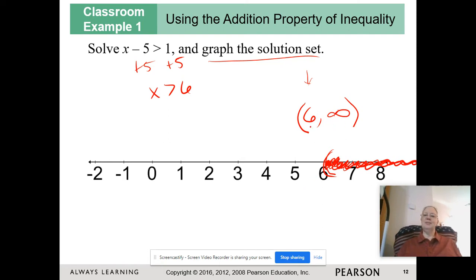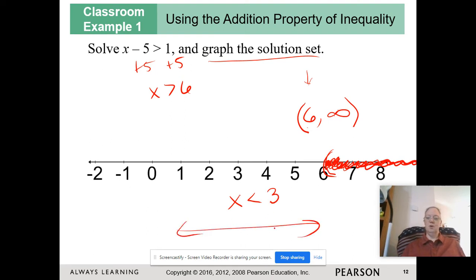The reason why I keep saying the number on the left goes on the left, the number on the right goes on the right, is because of how many students get that wrong. In particular, if we had something like x is less than 3. And students graph it just fine. That's not the problem. The problem is when they do interval notation. And I'm going to say about 75% of my students give me this as an answer.